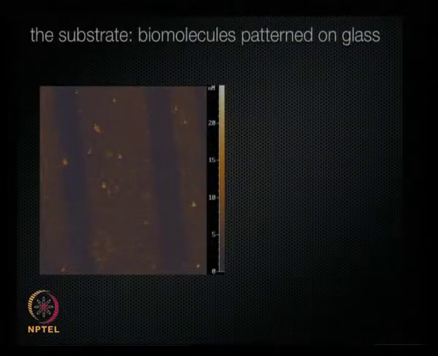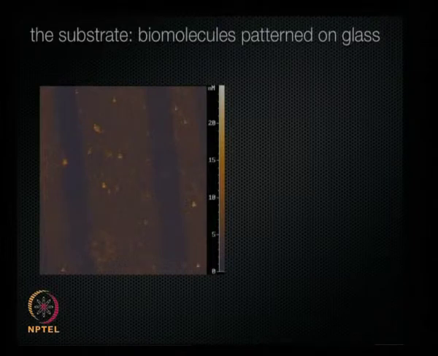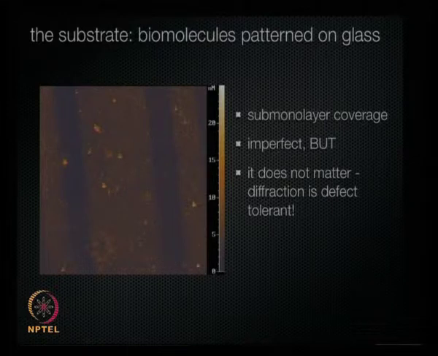As I said, this technique was invented in my lab, and here's the example of a substrate where we've patterned the biomolecules, this protein, on a piece of glass. It's a submonolayer coverage. It's very small, a very sparse amount of protein in there, and it's imperfect. As you can see, it's not even at all. But it doesn't matter because diffraction is defect tolerant.